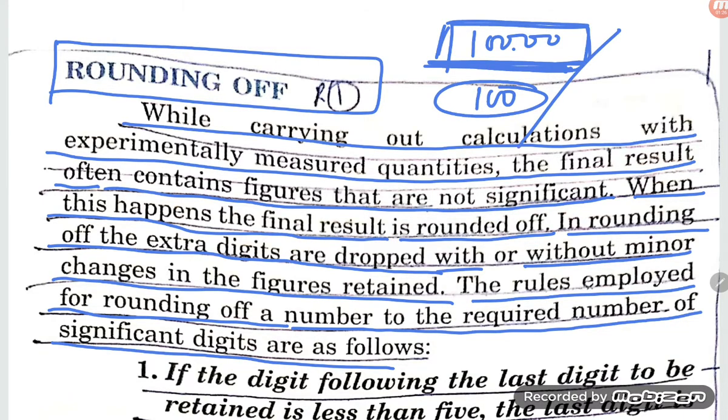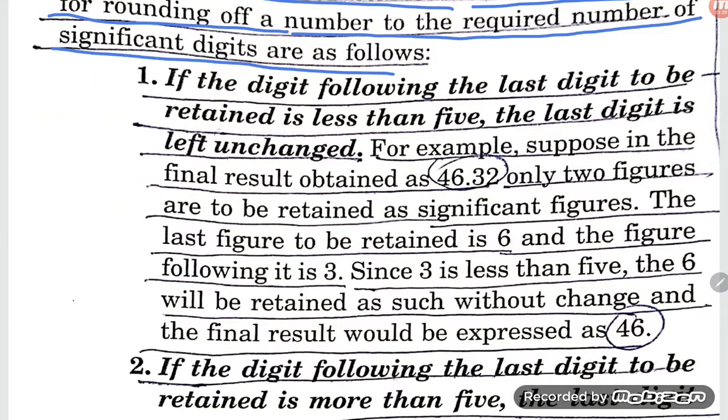Similarly, we will go point by point and try to understand. First point: if the digit following the last digit to be retained is less than 5, the last digit is left unchanged.